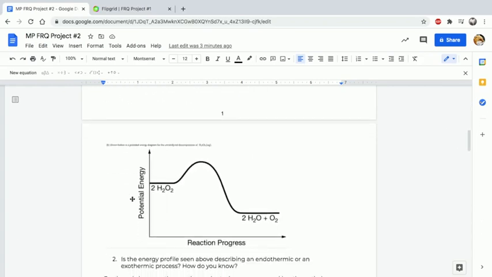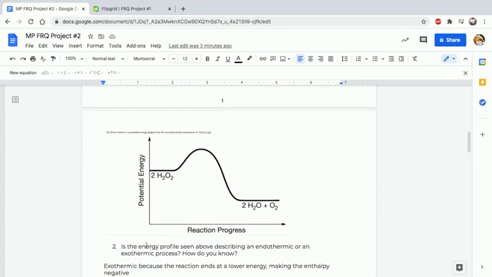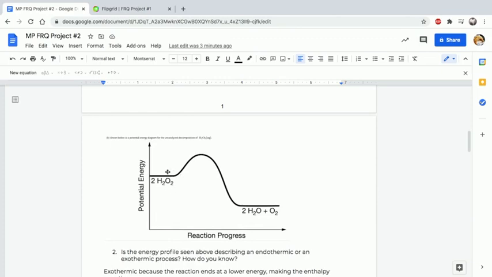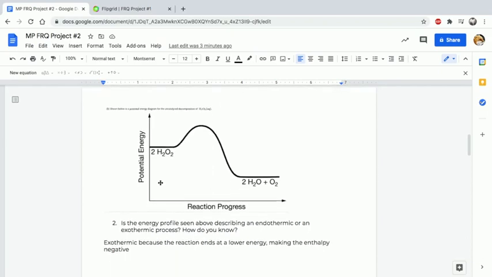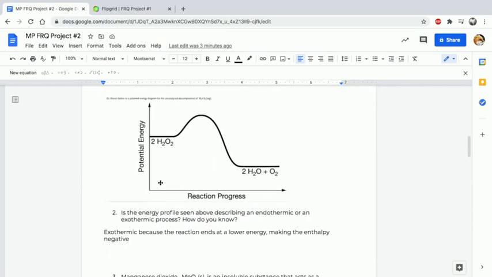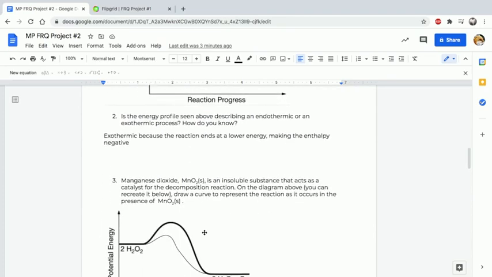For the second one, it's asking us if the energy profile above is endothermic or exothermic. It is exothermic because it starts off at a higher energy than it ends with, meaning it releases energy into the environment, which is the definition of exothermic, and makes its enthalpy negative.